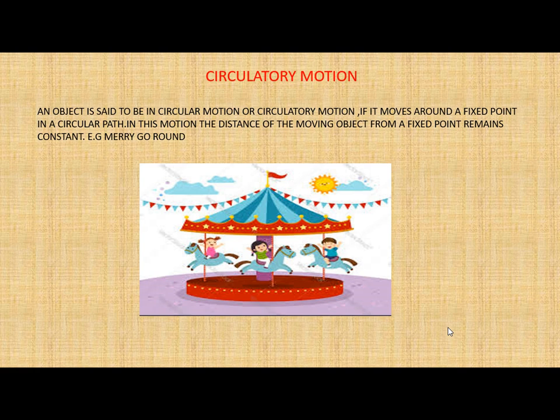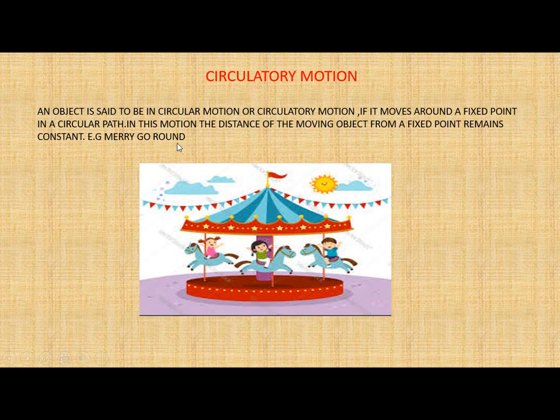Then next is circulatory motion. So first let us read out this definition. An object is said to be in circular motion or circulatory motion if it moves around a fixed point in a circular path. In this motion, the distance of the moving object from a fixed point remains constant.